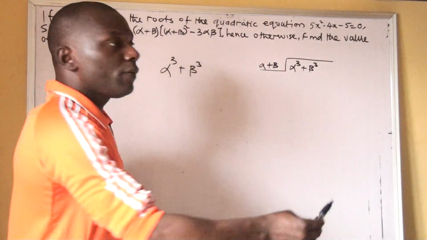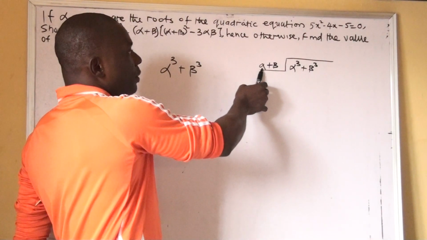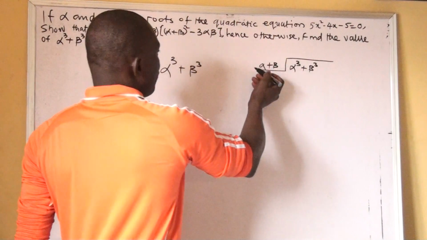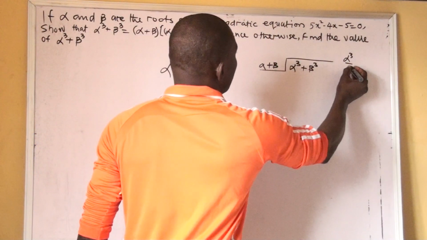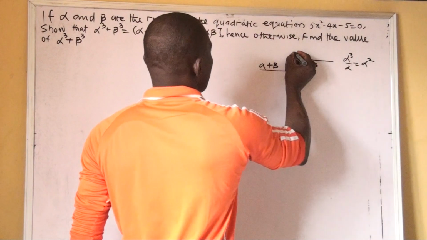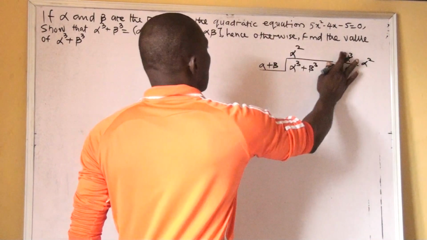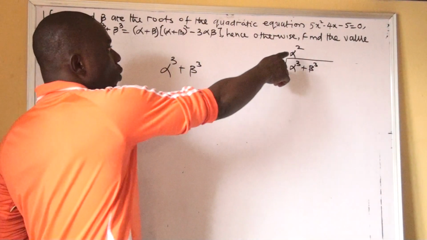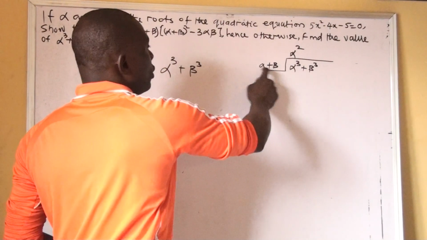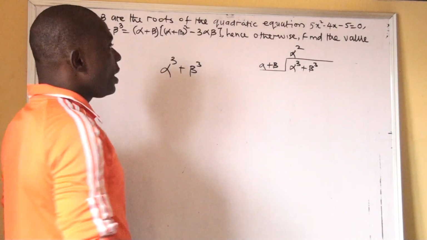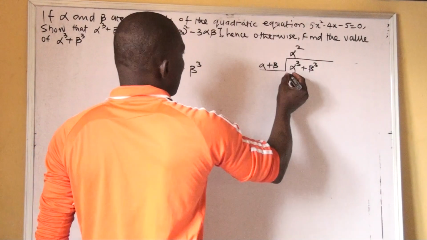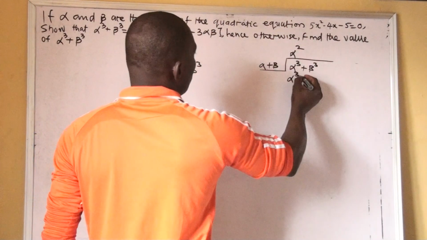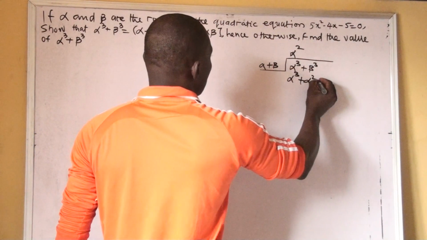Here, what we do is we use the first term of the divisor, which is alpha, to divide the first dividend, which is alpha cube. Alpha cube divided by alpha will give us alpha square, and here we write alpha square. The result obtained here is called the quotient. So we use the quotient, alpha square, to multiply the whole of the divisor. Alpha square times alpha will give us alpha cube, then alpha square times beta will give us alpha square beta.